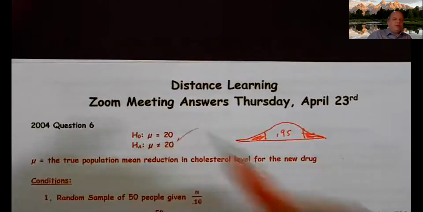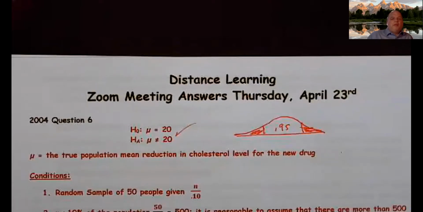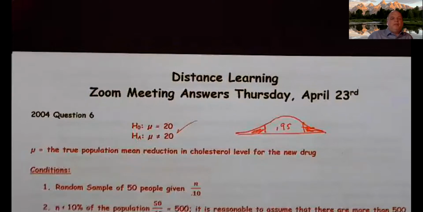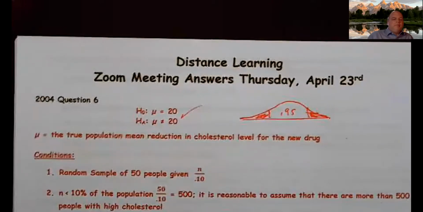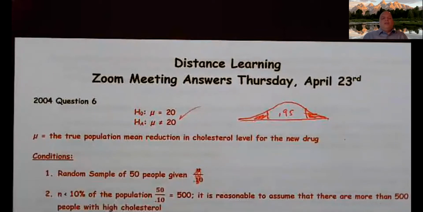So once I've done that, and by the way, like I said, this is optional, but it tends to help me out in keeping things straight, and it only takes 5 seconds. So mu, the true population mean reduction in cholesterol level for the new drug. Conditions, random sample of 50 people, and it was given. All right. N is less than 10% of the population.